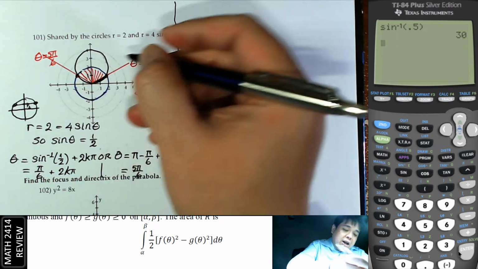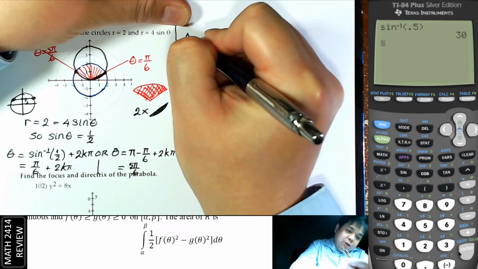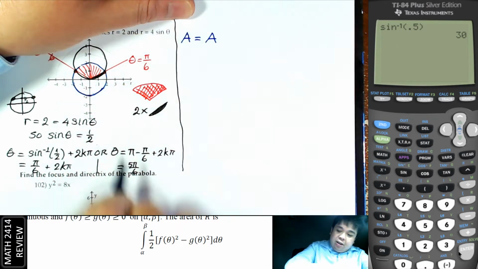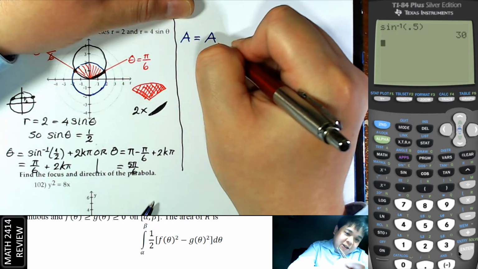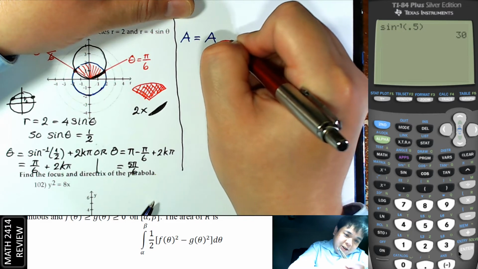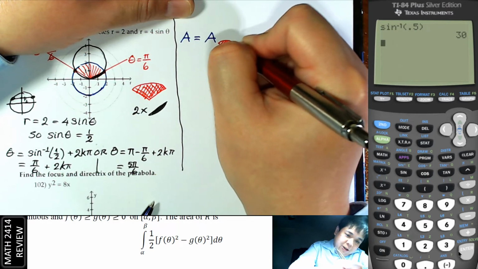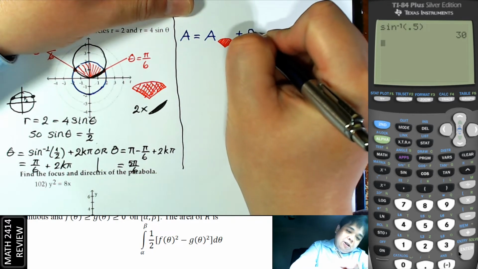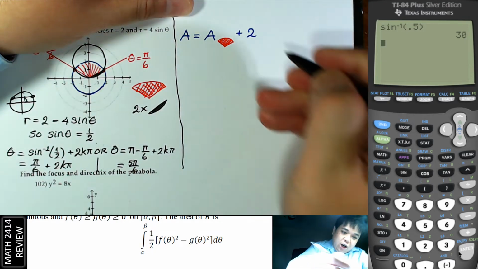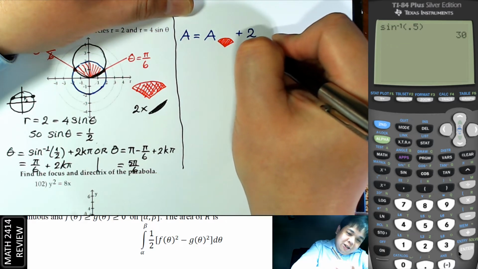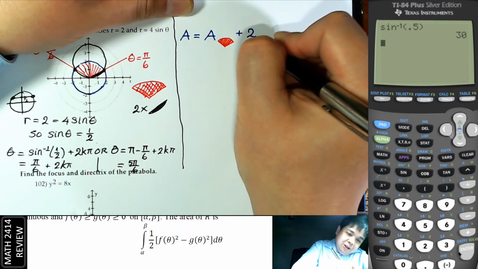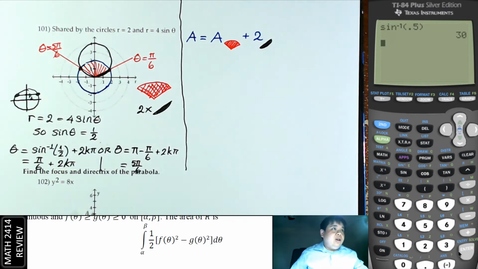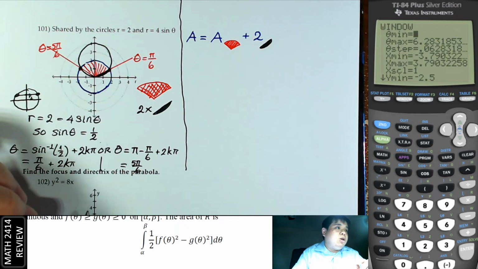So say the area will be equal to the area of the sector plus 2 times the area of whatever that shape is. But this shape looks like it goes from 0 to pi over 6. So I go back and change the window only from 0 to pi over 6.